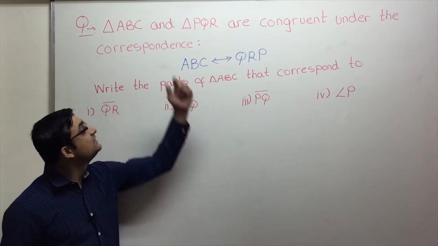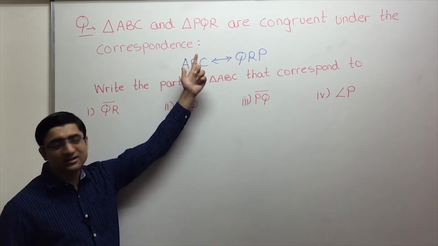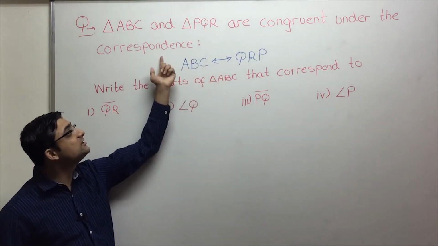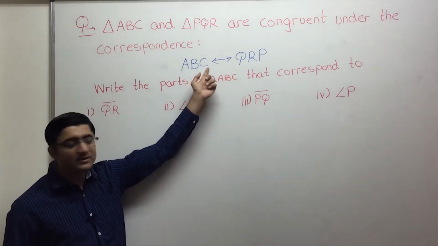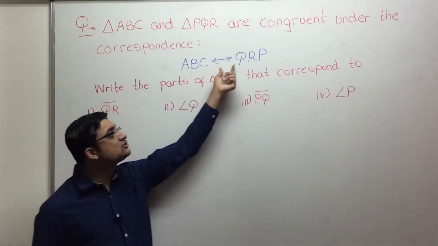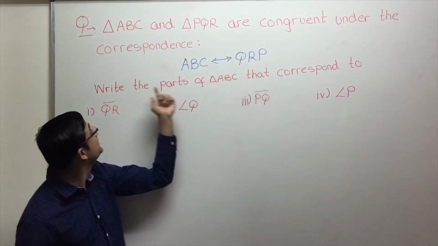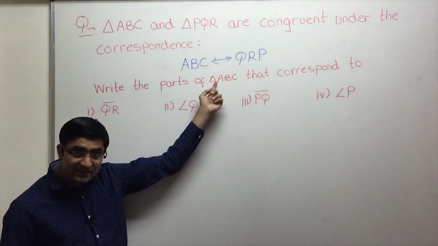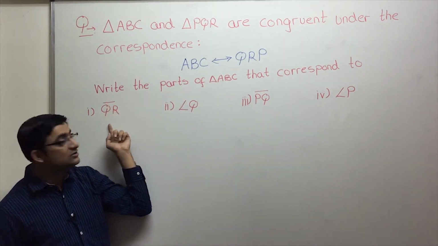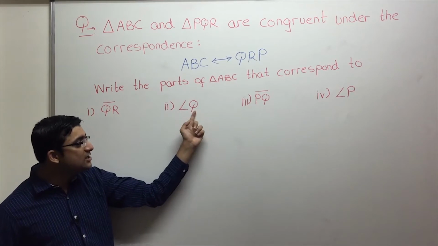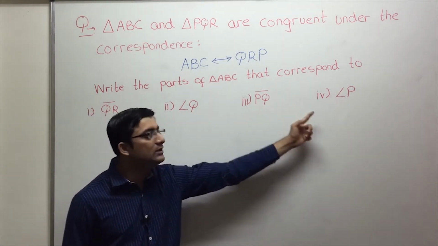So let's read the question. Triangle ABC and triangle PQR are congruent and the correspondence ABC corresponds to QRP. So this basically means triangle ABC is congruent to triangle QRP. Write the parts of triangle ABC that correspond to QR, angle Q, side PQ and angle P.